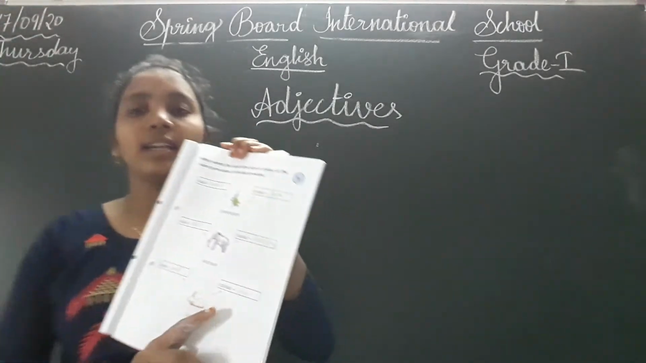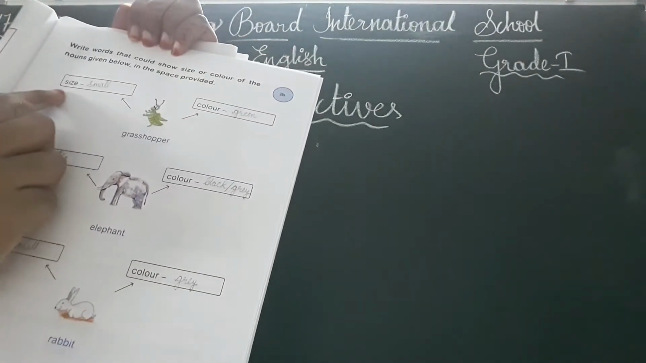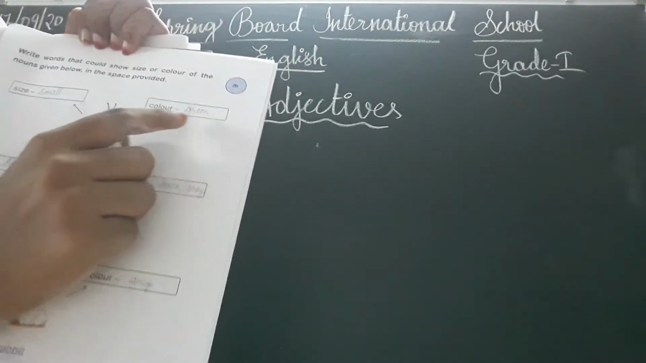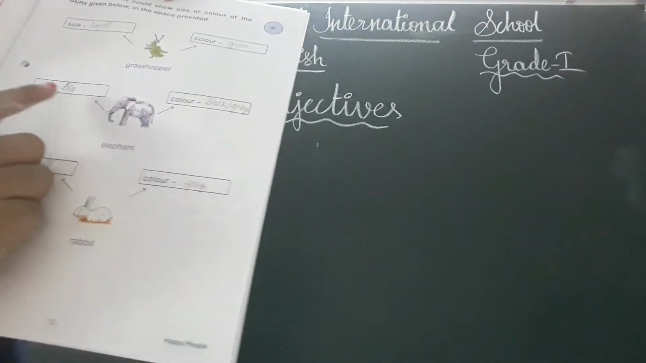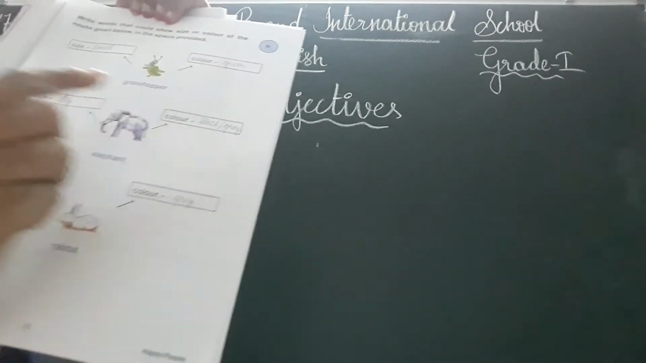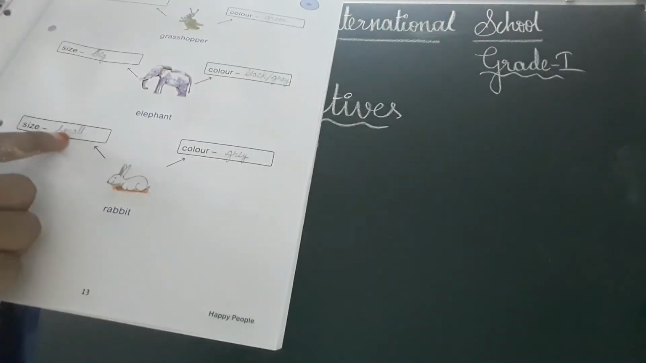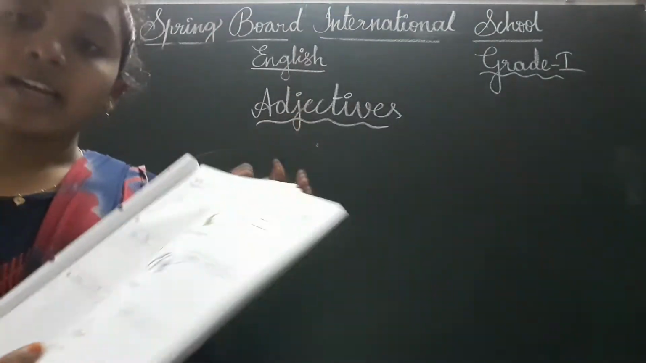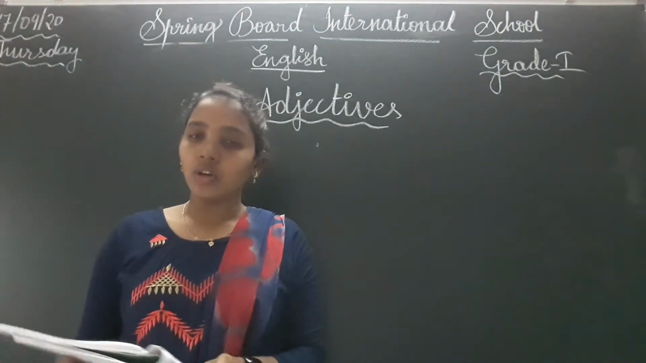First one, see here. What is there? Grasshopper. Is the grasshopper's size small or big? Small. Grasshopper color? Green. Next one, elephant. Elephant size is big. Elephant color? Black or grey also will be there. And rabbit. Rabbit size? Small. And rabbit color? Grey. Okay children, write in your books. No problem, I will send it to you on WhatsApp. You have to do it, children.